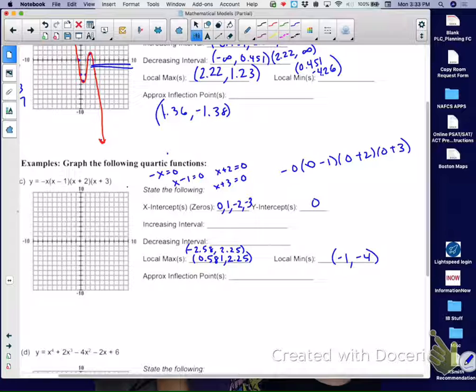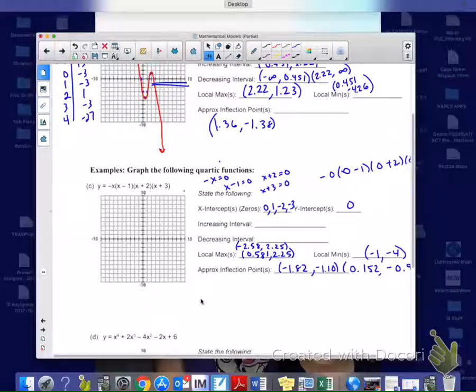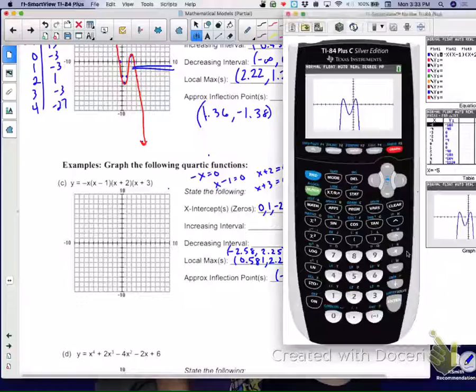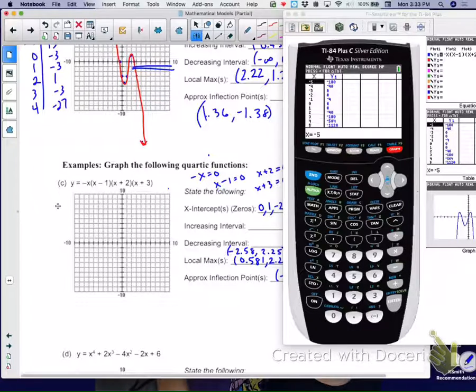My approximate inflection points, I have 2 of them. So negative 1.82-ish. And there's the other one I came up with. And so now let's look for some points so we can do the rest of this here. Okay, so looking at my table, looking for numbers that are going to work here. I don't have a lot to choose from, kind of even worse than the other ones I've had. So -4, -40, which again is way too big, but it lets me have a general idea if my graph is doing the right thing.